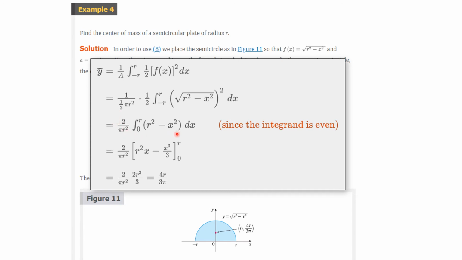And so this is an easy integral to compute, but make sure that you can follow the computation. We add 1 to the exponent, divide by the new exponent, and use the fundamental theorem of calculus. We plug it in, we simplify our answer, and we get 4r over 3 pi. And here is a picture of what we did.